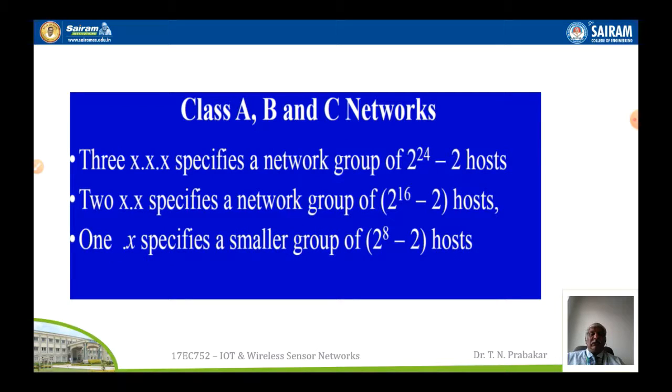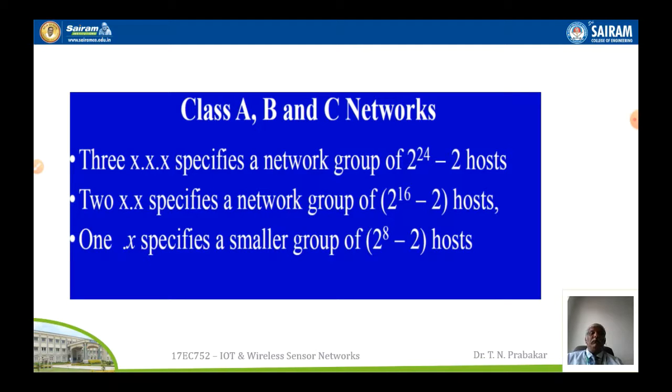So the IP address can be classified into three values, right? They are classified as Class A, Class B, and Class C networks. Class A, 3XXX, specifies a network group of 2 power 24 minus 2 hosts.